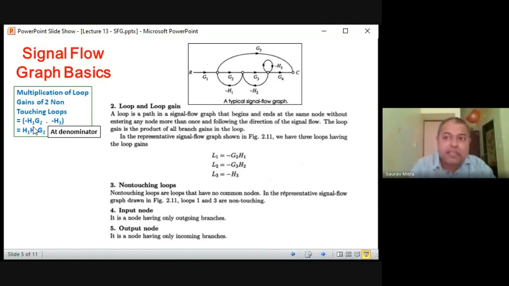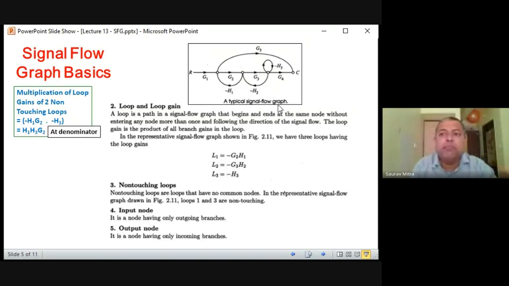Where will it be used? That I will tell you when we are solving the big numericals. So this non-touching loop minus H1 G2, another non-touching loop is minus H3, multiply their gain. So what is it becoming? Minus H1 G2 into minus H3, this is becoming H1 H3 G2. Okay, if there was another non-touching loop here, in that case, this and this non-touching loop multiplication, this and this non-touching loop multiplication, all would have been added here. Okay, so we'll see a big numerical where such cases arise.